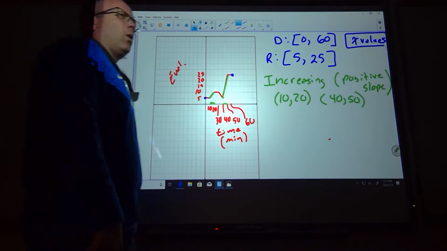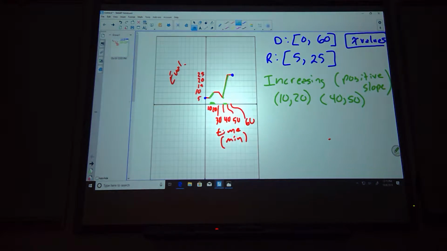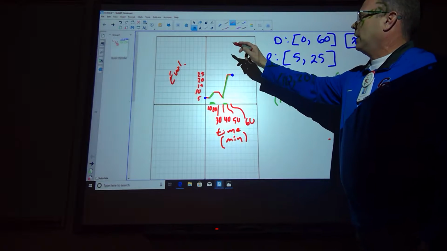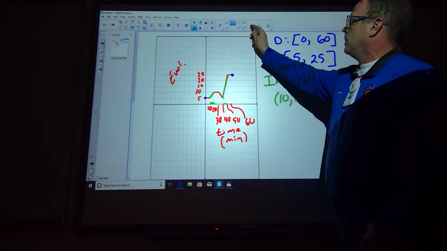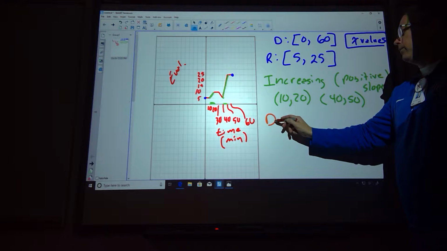Is there anybody who has a question on how increasing or decreasing works? Is it okay if we change color on it? Does everyone feel comfortable with that? All right, what is the next part? Ask for decreasing then? Yeah. Okay, so does everyone feel comfortable that I might not know exactly where it's decreasing, but I can tell you that it is not decreasing where it's green? Agreed? Agreed.